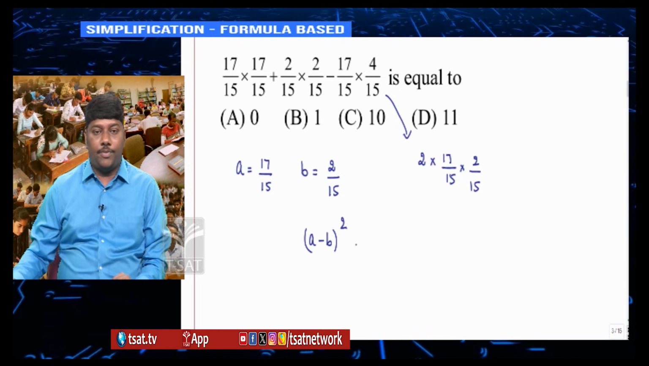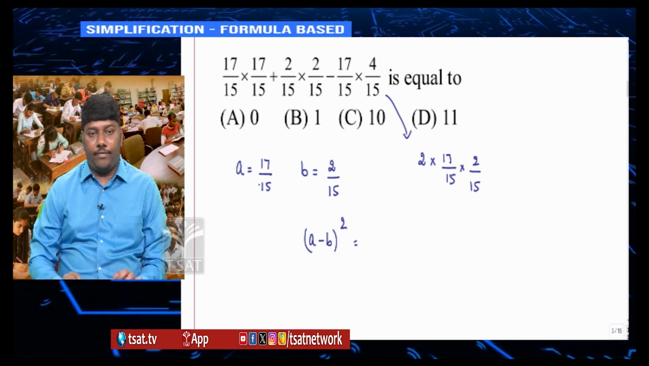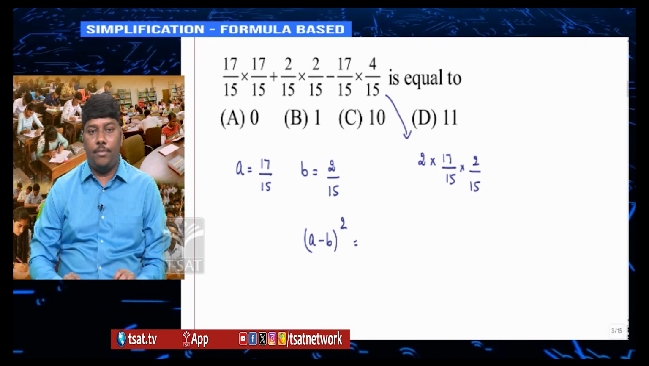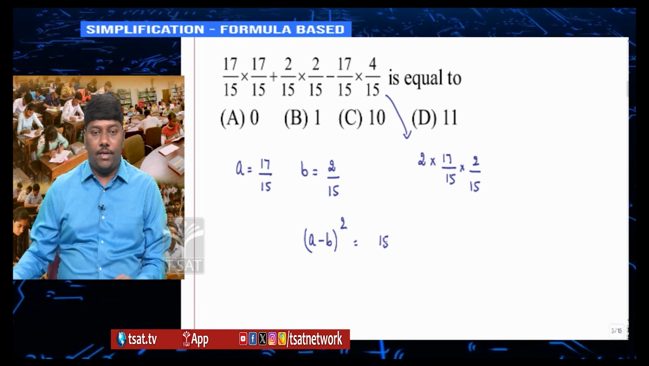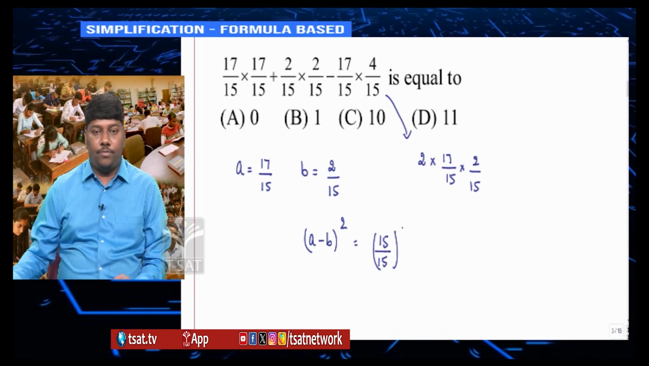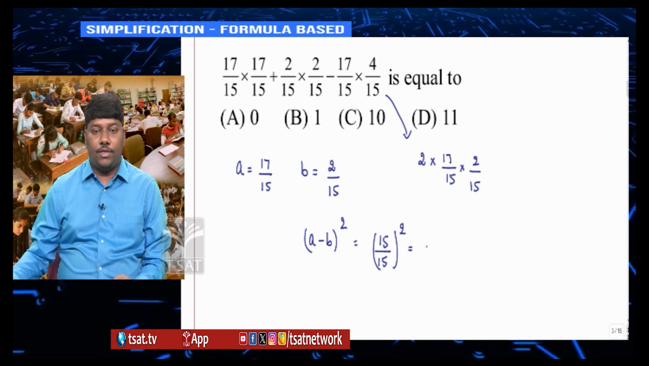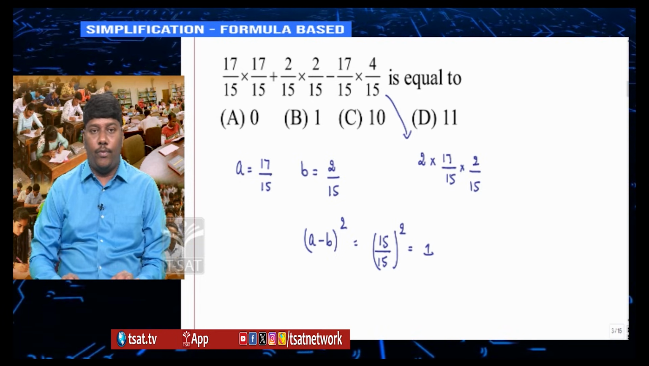But what is a − b? 17/15 minus 2/15 becomes 15/15. So what is 15/15? It's 1. 1 you do square or cube, it remains 1. So the answer for this question is simply 1.